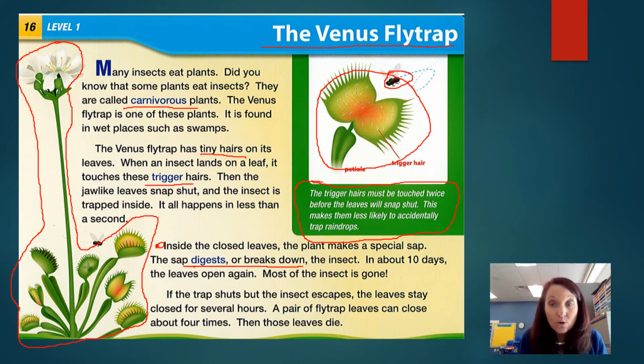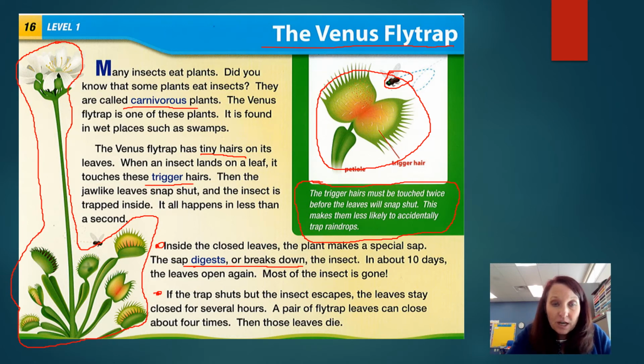And I know digesting my food means I'm breaking down the food in my stomach so that I can use it for energy. And then it says the insect is gone. So digest must mean in this case the same thing it would mean for me, that I'm breaking down food to use for energy. And the last paragraph.